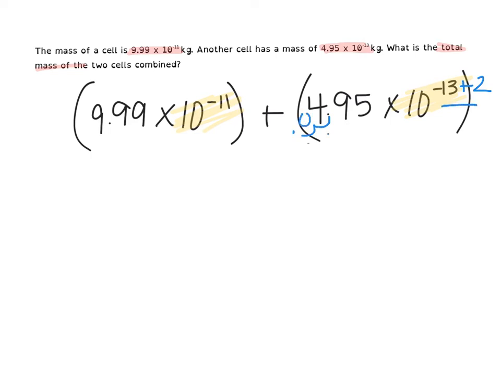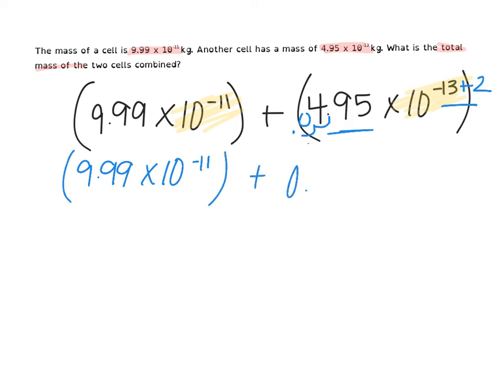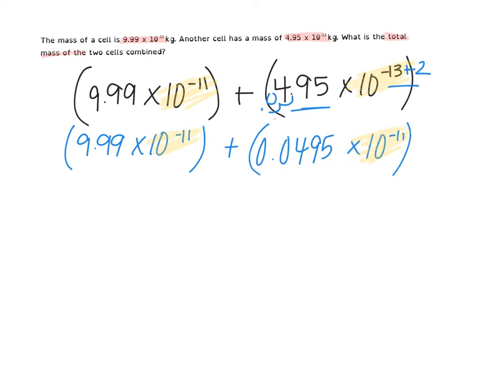Remember, this one got bigger. This needs to get smaller. So I end up with 9.99 times 10 to the negative 11th. That one doesn't change. Okay, plus my other one is now 0.0495 times 10 to the negative 11th. All right, so good news. They both have the same exponent. So now I can just add them together.